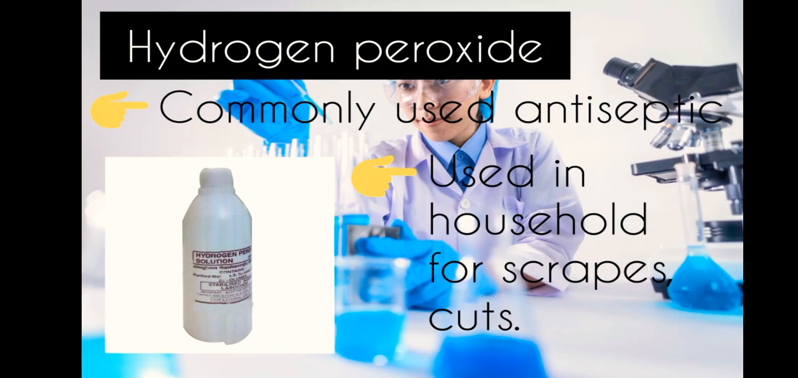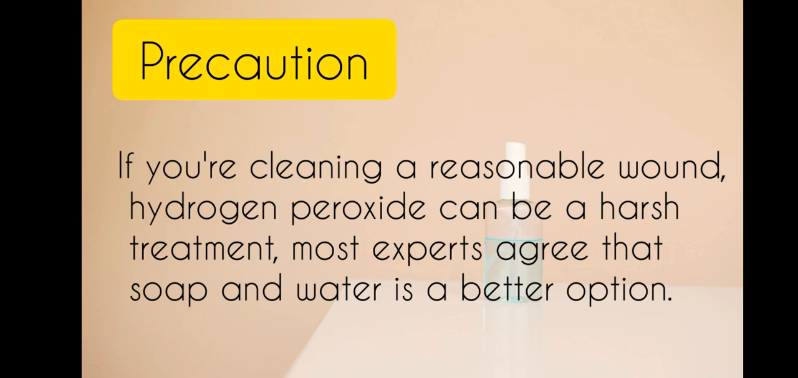And the next is hydrogen peroxide. It is a commonly used household antiseptic for scrapes and cuts. Some people like to clean an open wound that doesn't require stitches with it. People think that hydrogen peroxide must be good because of that really cool bubbling action that happens when you pour it on your wound. But in fact, what's bubbling are your cells that are being oxidized and killed by hydrogen peroxide. So, if you are cleaning a reasonable wound, hydrogen peroxide can be a harsh treatment, and most experts agree that soap and water is a better option.